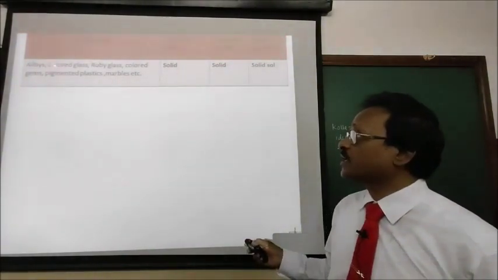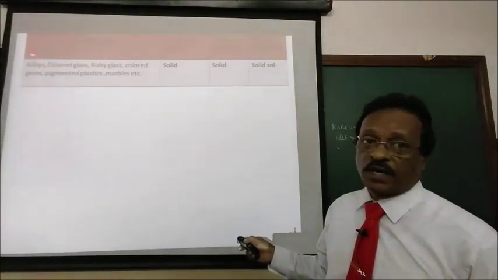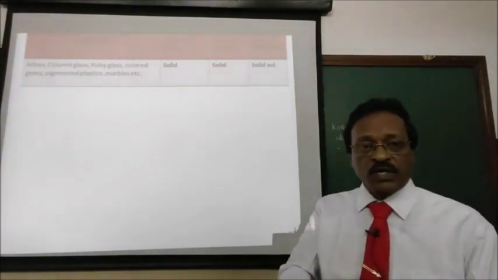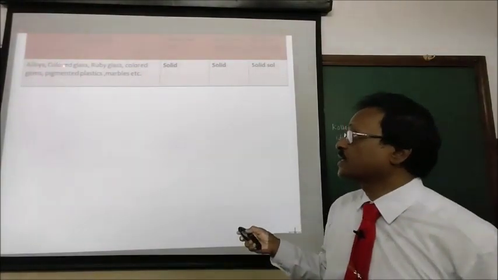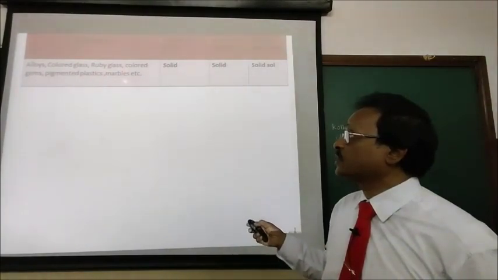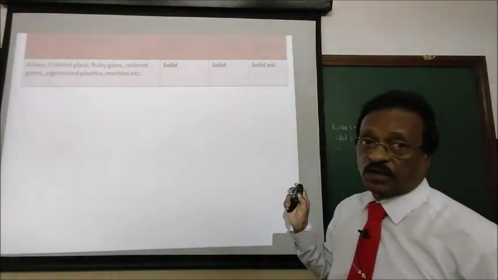You can see the colored glass now. Glass is nothing but sodium silicate in which color pigments are integrated. Both are solids, solid in solid, like the examples of alloys, colored glass, ruby glass, colored gems, pigmented plastics, or even marbles. Solid dispersed in solid is called a solid sol.